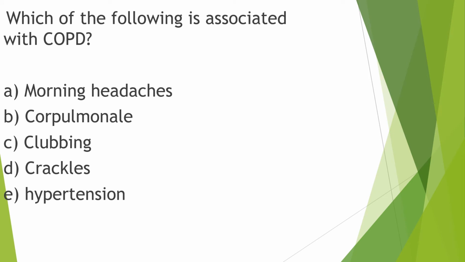Again, which of the following is associated with COPD? But here the options do not have any viruses in them, but in fact certain symptoms are given like morning headaches, cor pulmonale, clubbing, crackles, and hypertension. The mind thinks that maybe clubbing would be associated with COPD, but no, it's not. Crackles are only present when there is an acute exacerbation because of some infection. Cor pulmonale, only if the patient has developed right heart failure.